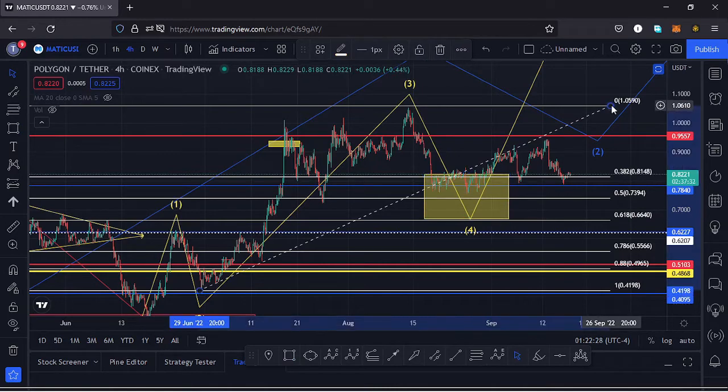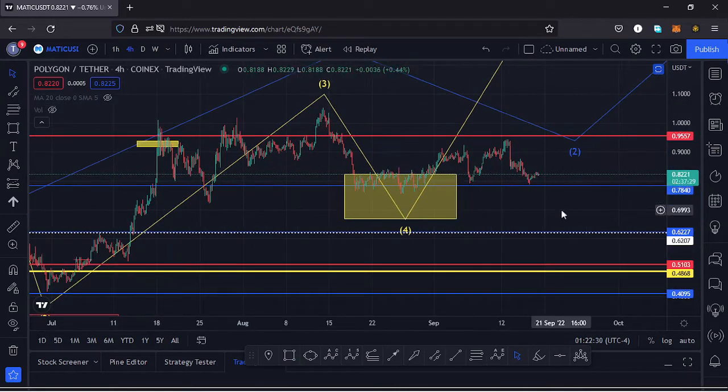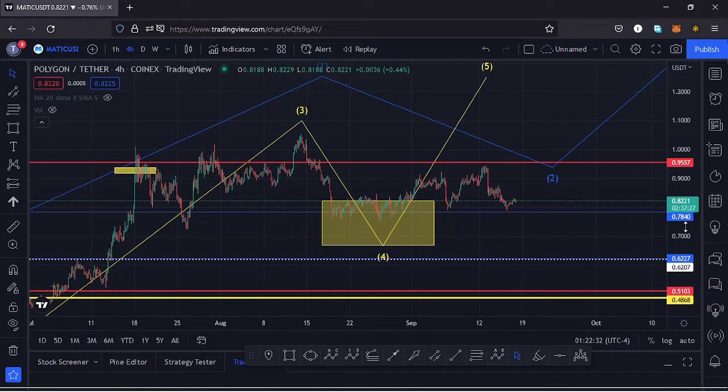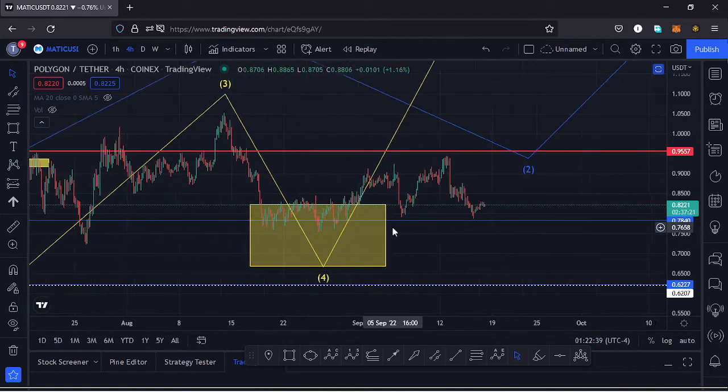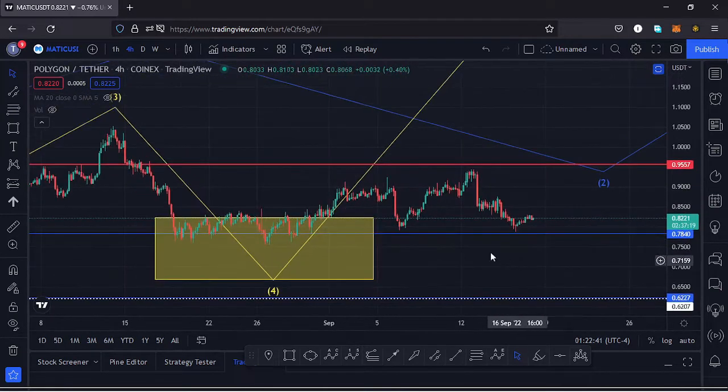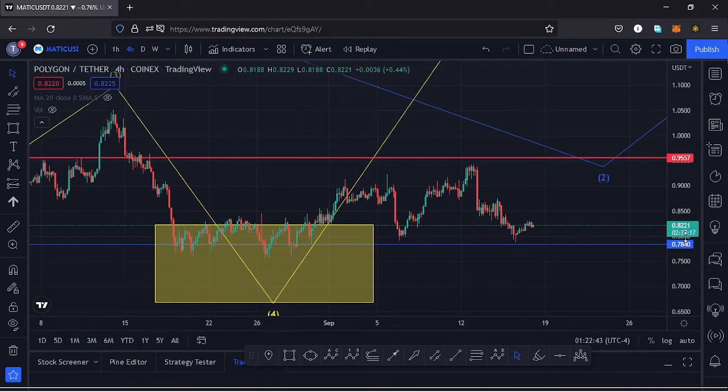And removing the Fibonacci's so that you can see this better, you can see Polygon Matic has continued to respect that, and I expect once we maximize the formation of a wave 4 down here, then we can continue pushing higher in the formation of a wave 5 to complete a higher Elliott wave count 1.